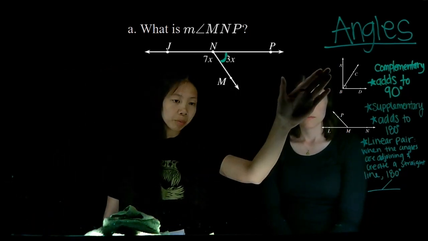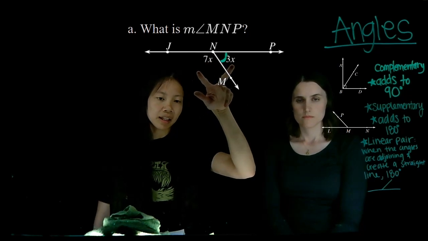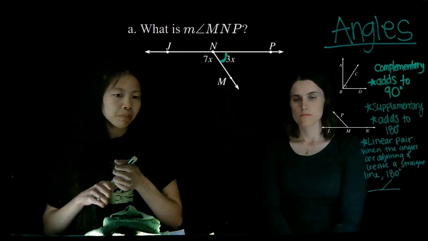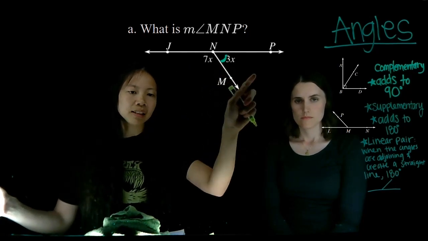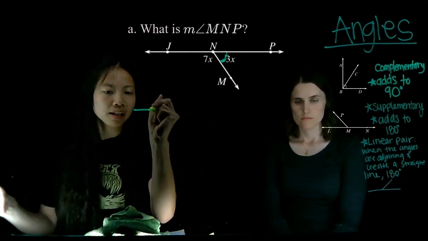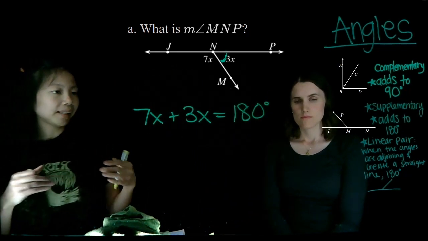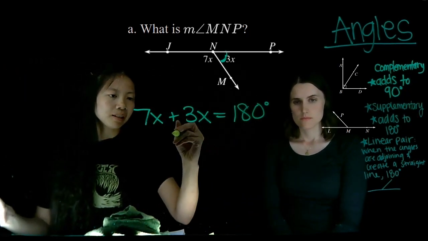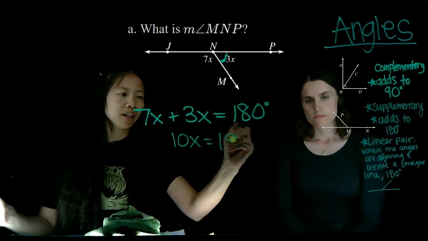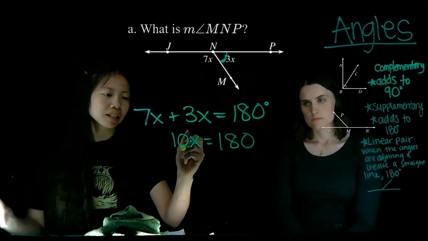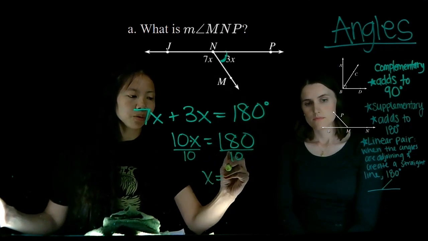So these are not complementary angles because they do not make 90 degrees, but they do make a straight line. They are a linear pair. So I know that the relationship between this angle and this angle is that they add up to 180. I'm going to say 7x plus 3x equals 180 degrees. I can combine like terms. 7x's plus 3x's gives me 10x's total equals 180, and then I can undo 10 times x. To undo a times 10, I can divide by 10, and I'm left with x equals 18 degrees.